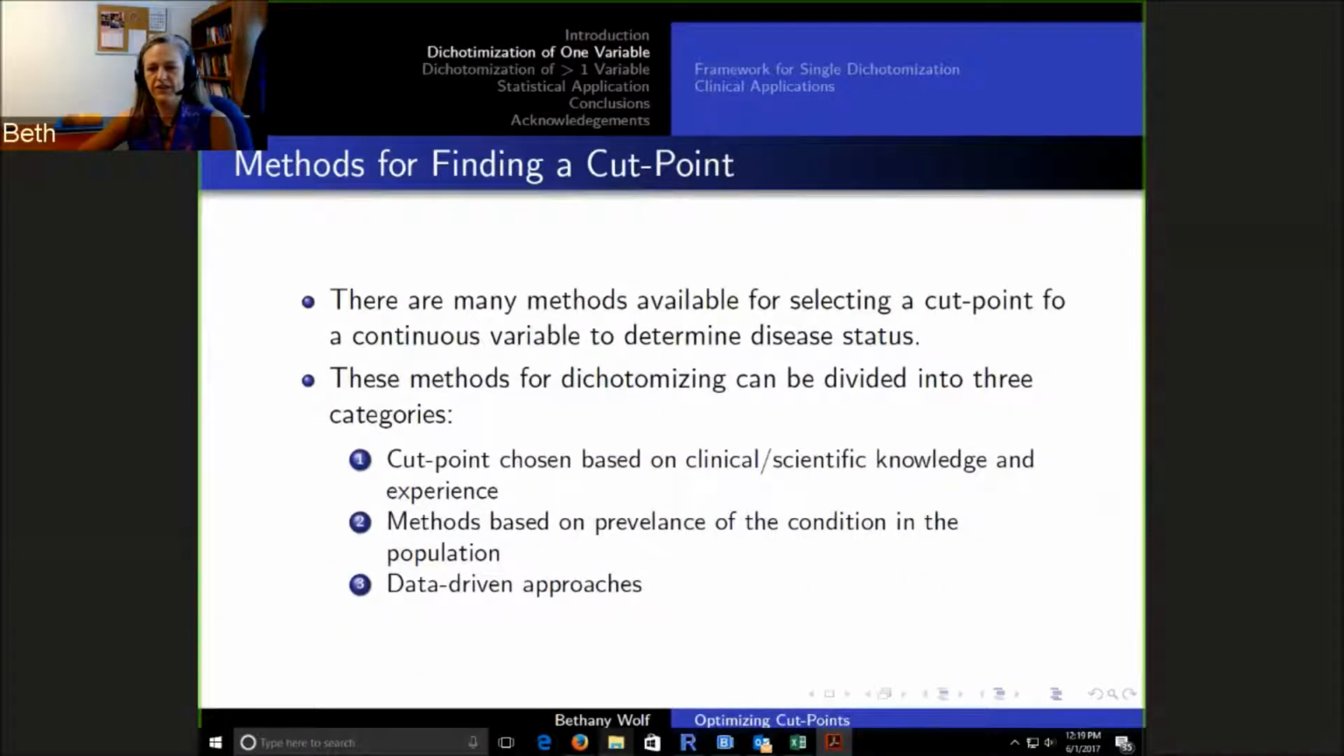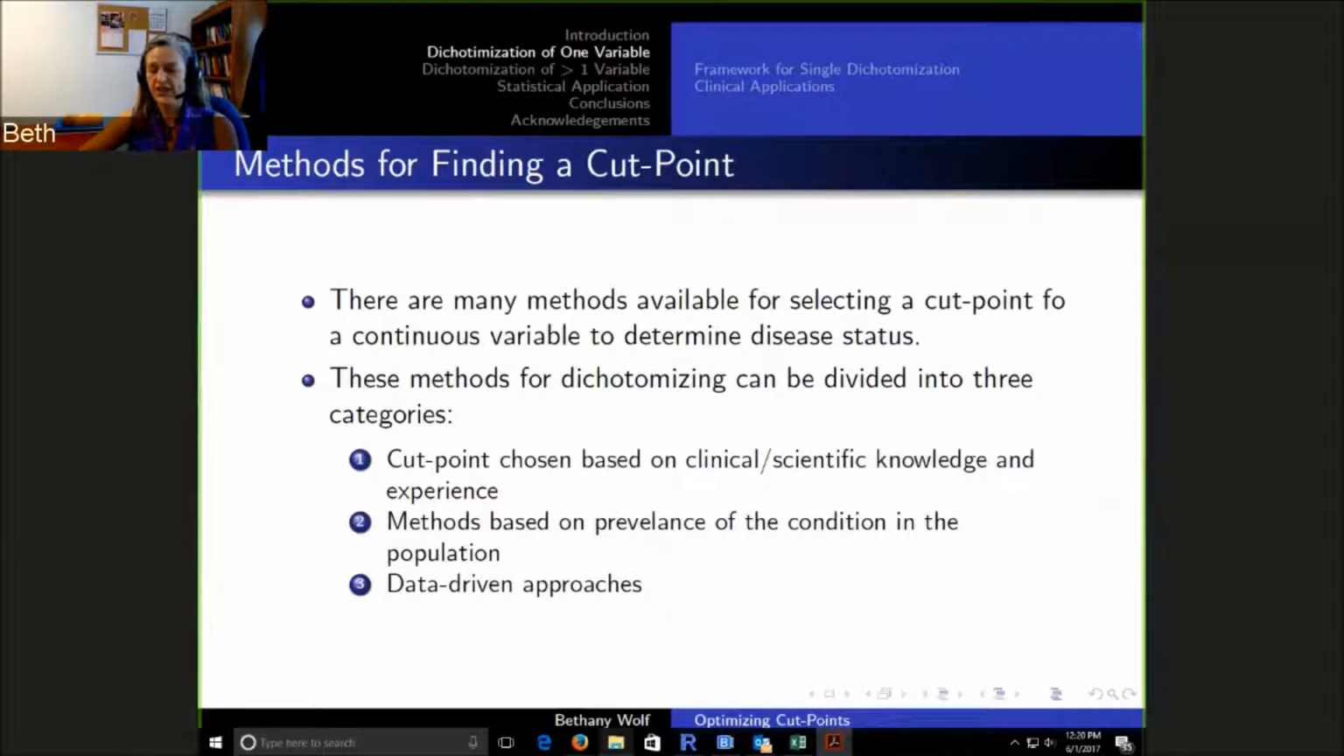Now, there are a lot of methods for selecting cut points available in the literature, and I want to say over 25. And there's, I'm sure, many more. You could think of a lot of different approaches to go about this. But in thinking about them when we started this project, we sort of categorized them into three separate areas. So the first area is methods that are based on some clinical or scientific knowledge. Okay, so this requires clinical or scientific experience and knowledge, and you choose a cut point based on that experience or knowledge.